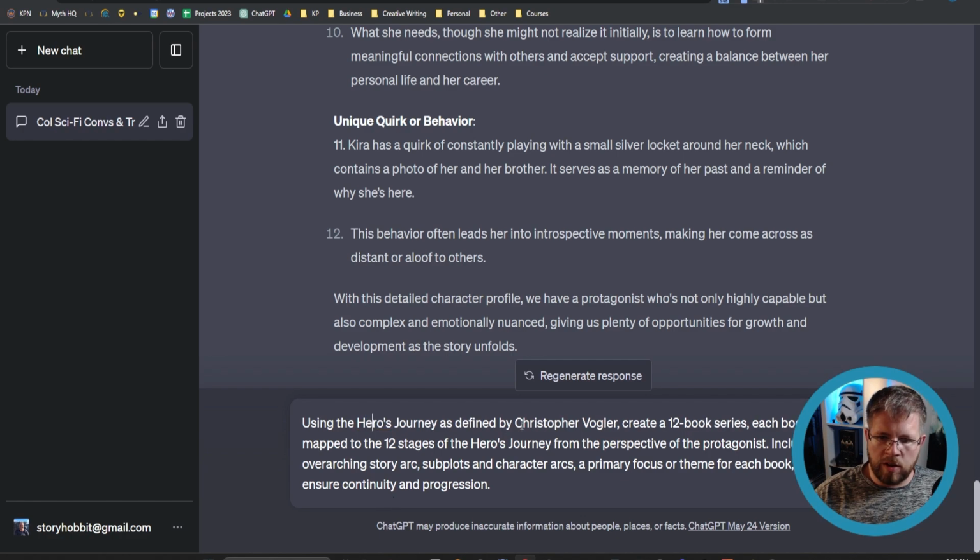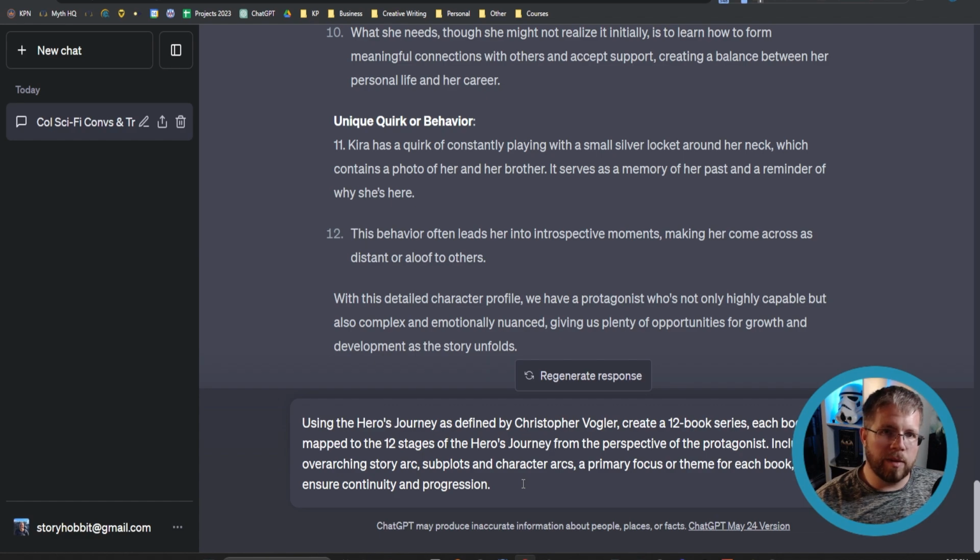Using the hero's journey as defined by Christopher Vogler, create a 12-book series, each book mapped to the 12 stages of the hero's journey from the perspective of the protagonist. Include the overarching story arc, subplots and character arcs, a primary focus or theme for each book, and ensure continuity and progression. I'm really excited to see where this one goes because I would love to be able to quickly map out a 12-book series like this, and it makes a lot of sense to map the series out according to the hero's journey.